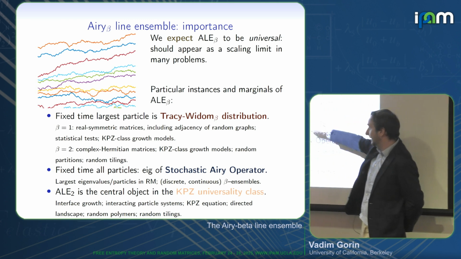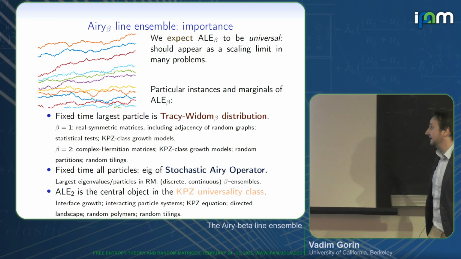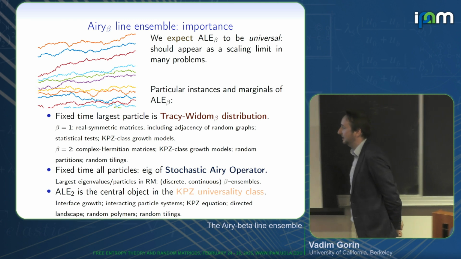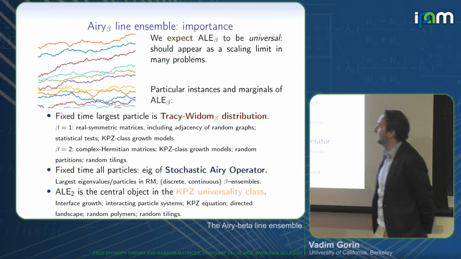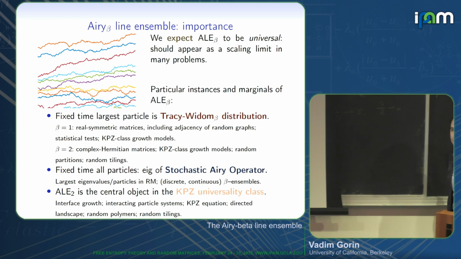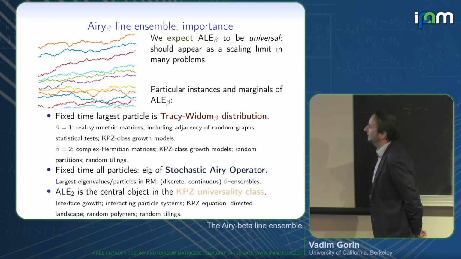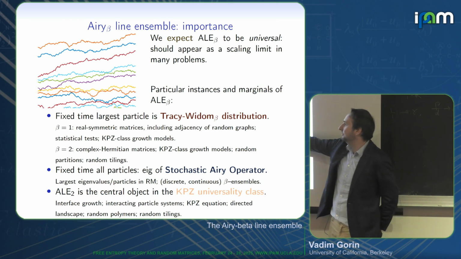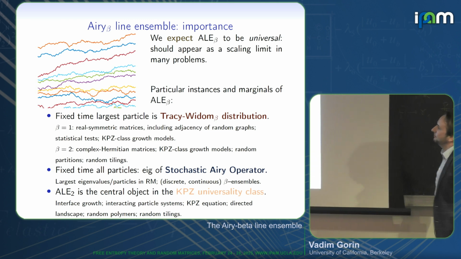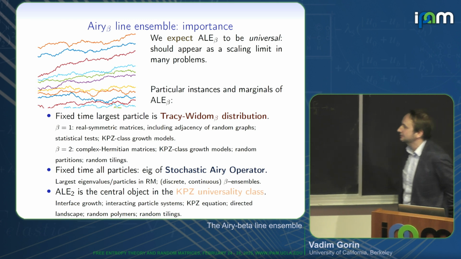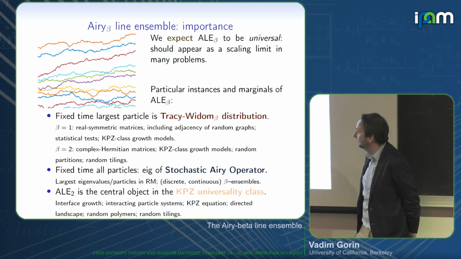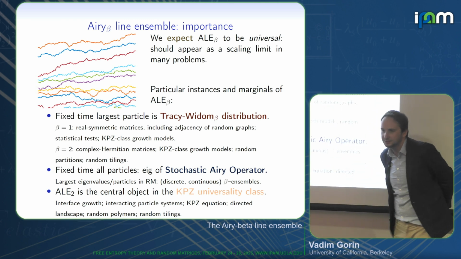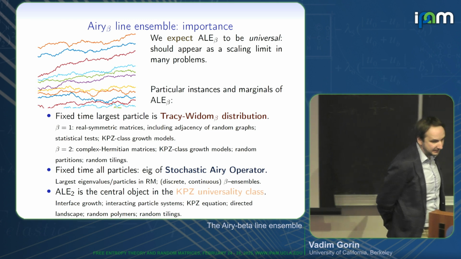At beta equals 1, it appears in the scaling limit of largest eigenvalues for real symmetric matrices, adjacency matrices of random graphs, some statistical tests, and some growth models from the Kardar-Parisi-Zhang universality class. For beta equals 2, similarly, you have complex Hermitian matrices and their largest eigenvalues, some random partitions, and random tilings models. So there are many things where you see this Tracy-Widom distribution already.